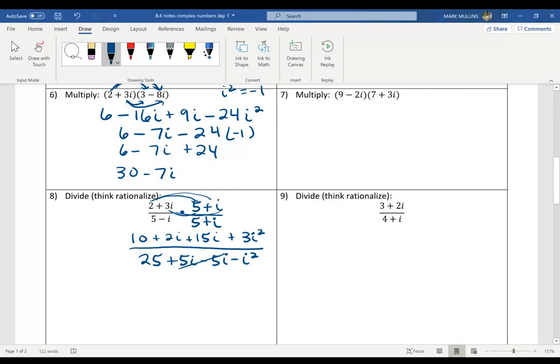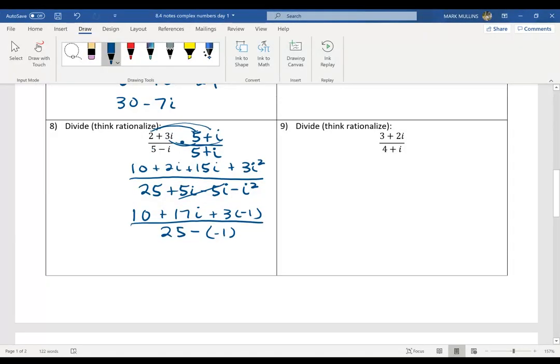So in my numerator and my denominator, I'm going to replace the i squared for -1, and I'm going to combine my like terms. So now I have 10 plus 17i. And then remember, i squared is -1, so this is a 3 times -1. And I want to replace the i squared in the denominator also, so I'll have 25 minus -1. So 3 times -1 would be a -3, so I have 7 plus 17i.